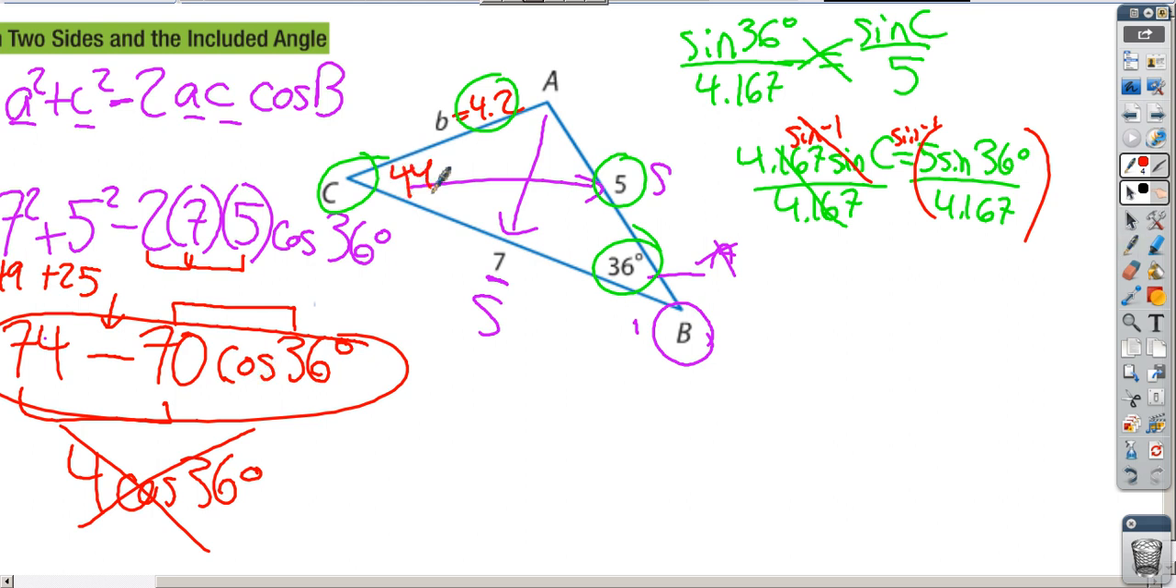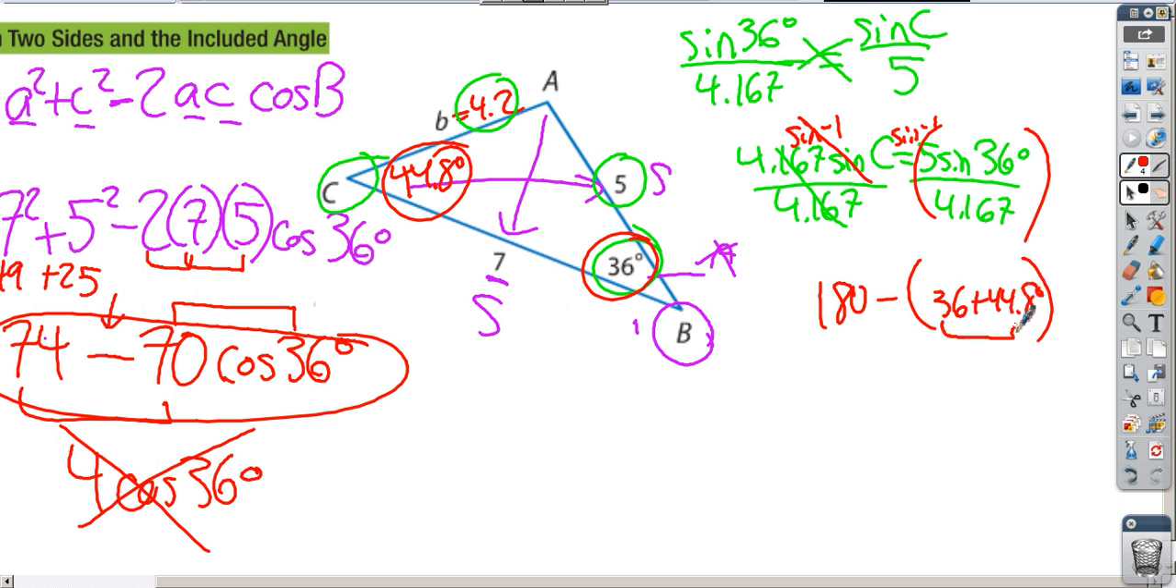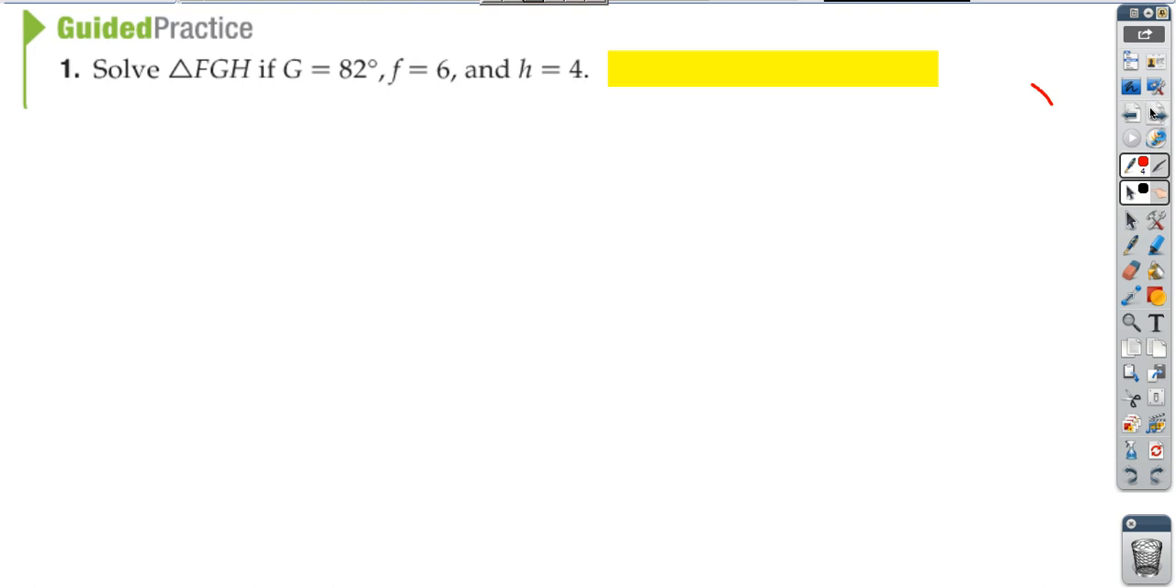And then all we need to do to solve for A, well, we have 2 out of the 3 angles, so we just need to add those and subtract from 180 degrees. And when we do that, this right here, I believe, is 80.8, so this should be 99.2 degrees, if I did that math correctly. So now that triangle's solved. We found all 3 angles, all 3 sides.